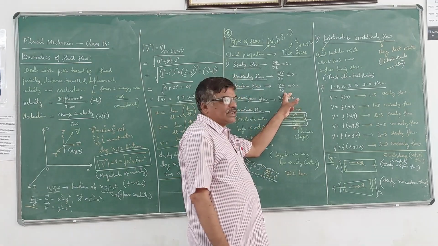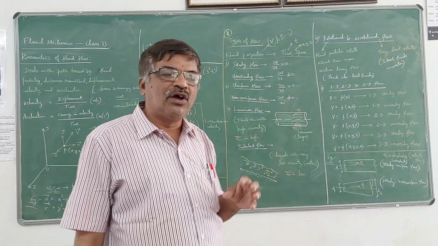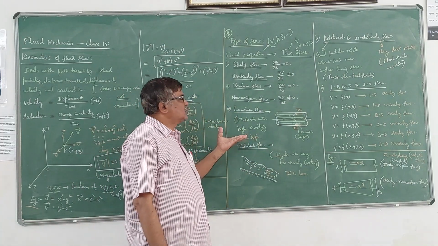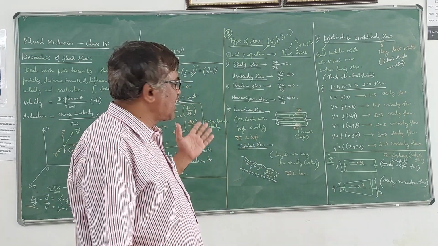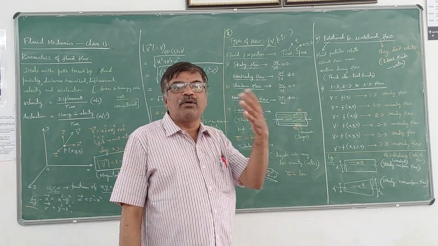I am using an S here. S represents space. So it can be with respect to x, or it can be with respect to y, or it can be with respect to z. So in practical cases, we can have all these types of flows. The third classification is laminar flow and turbulent flow.